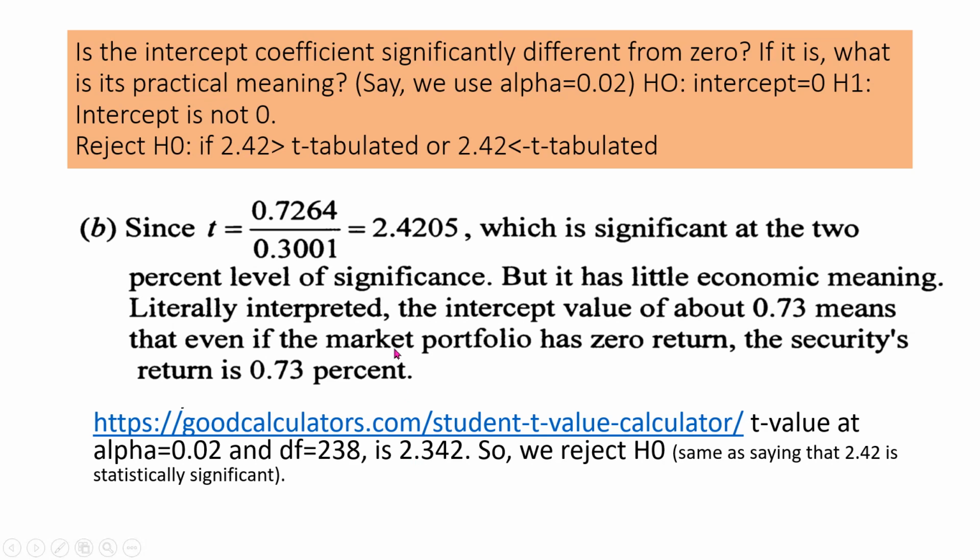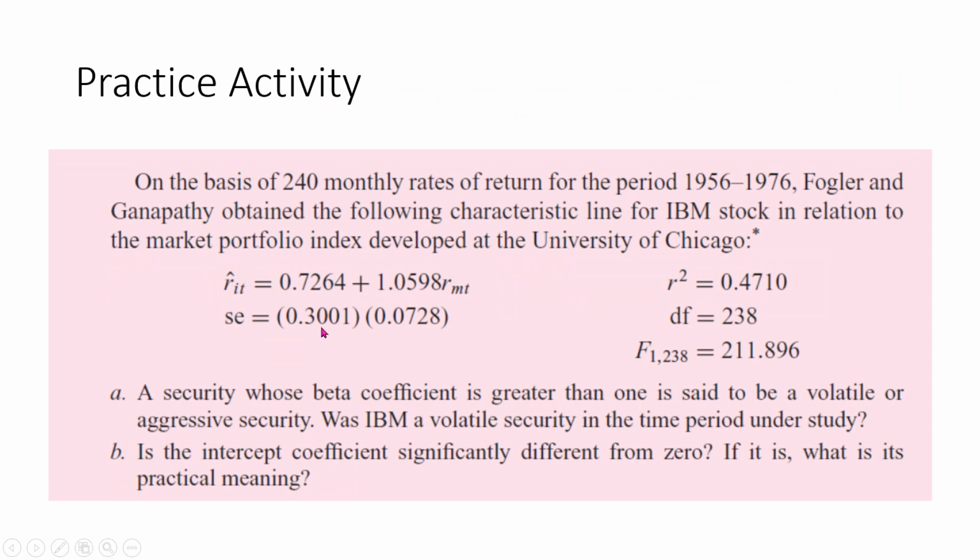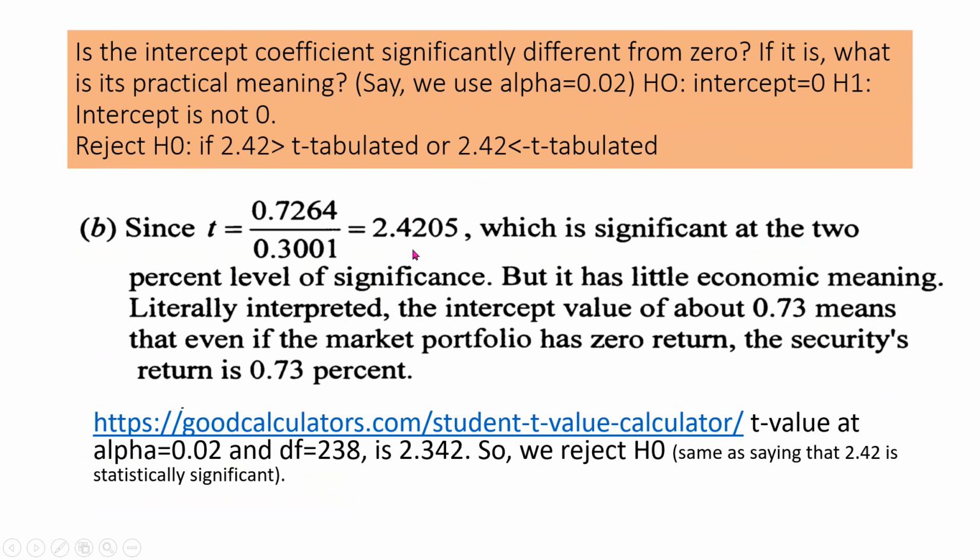So what we have to test is whether the calculated value in the sample exceeds the tabulated value. The calculated value is 2.42, whereas the tabulated value is 2.342. If you are wondering how we have calculated this, I simply took the value of the intercept minus the threshold value, which is 0 here, so that's why we haven't written anything, and then divided by the standard error. You can easily see from the question that the standard error of the intercept is 0.3001 and the value of the intercept is 0.7264. So we have simply divided these two values to obtain the t value, which is 2.42, and you can see that this is greater than 2.342.